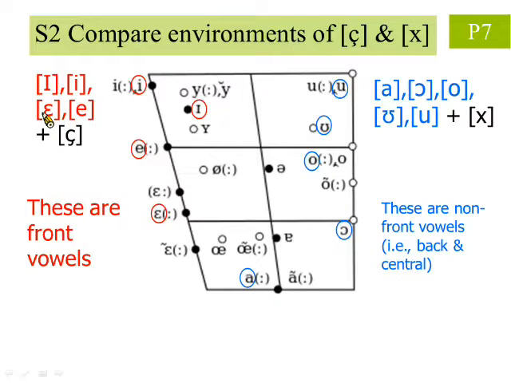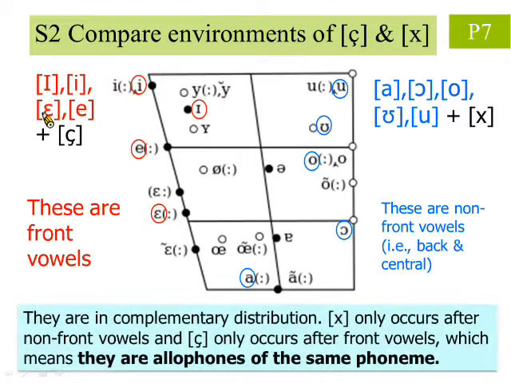We can make a conclusion here. Sh and h are in complementary distribution. Since h only occurs after non-front vowels and sh only occurs after front vowels, this means they are allophones of the same phoneme.